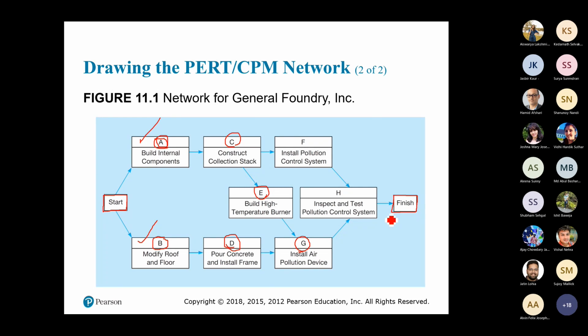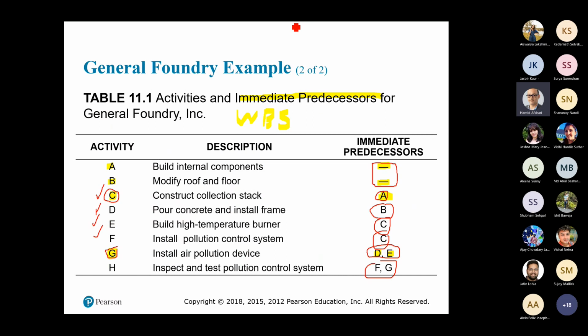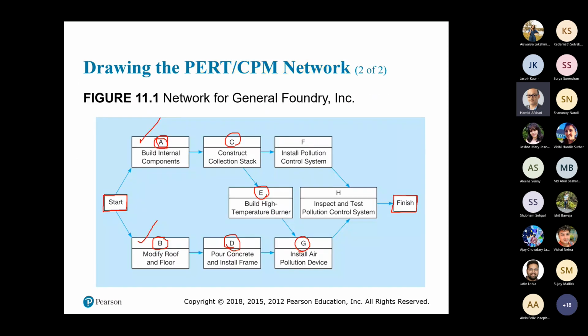No. Clear for everyone? Because this is very important. If you're not able to draw the actual map, draw the network, you're not able to answer the next questions. So this step is absolutely important, because based on the WBS provided to you, something like this table, you're able to draw the network, and based on the network, you will do some calculations.